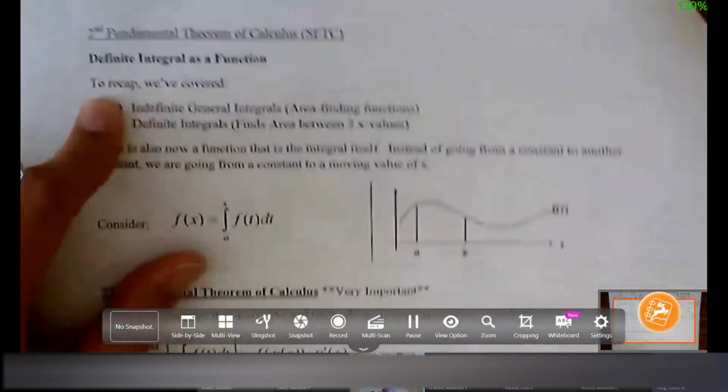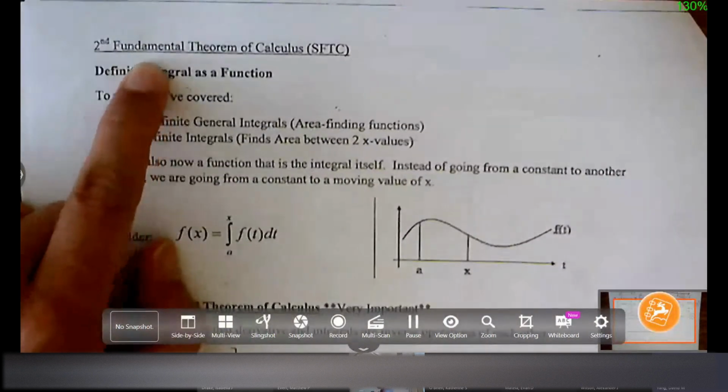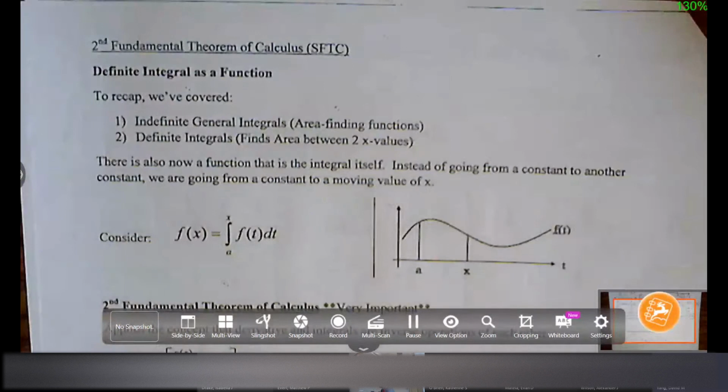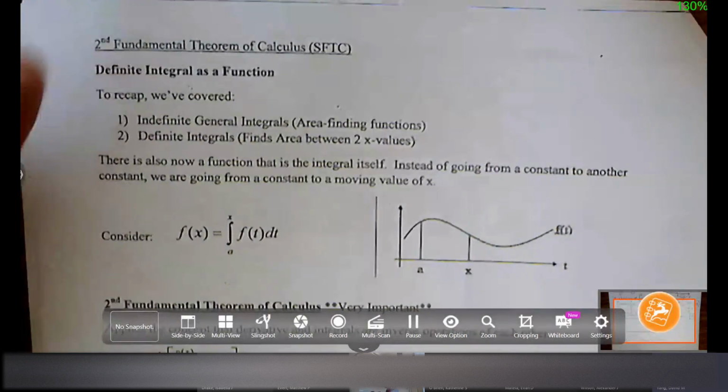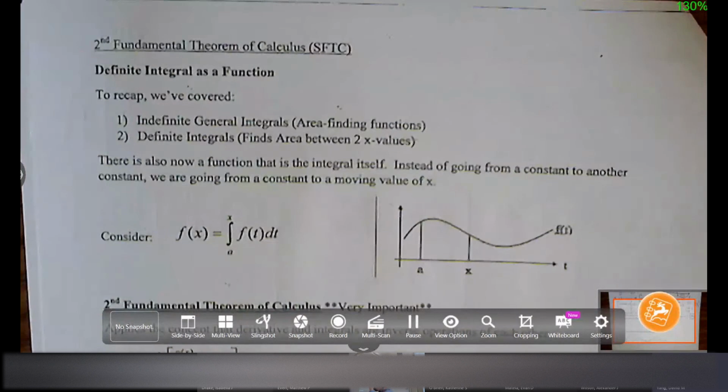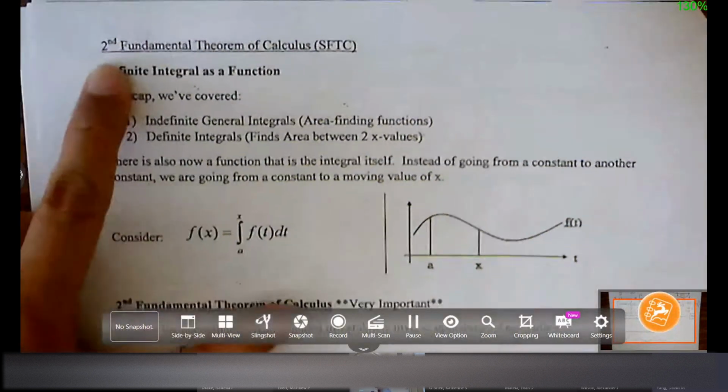Okay, we just got done practicing the first theorem of calculus. Again, the first theorem of calculus is that area formula that we've been doing, where we convert a function into its antiderivative and we plug in the upper bound and lower bound and subtract them. So there's also this second theorem of calculus, which is going to be really helpful for us. It's kind of like a shortcut method.